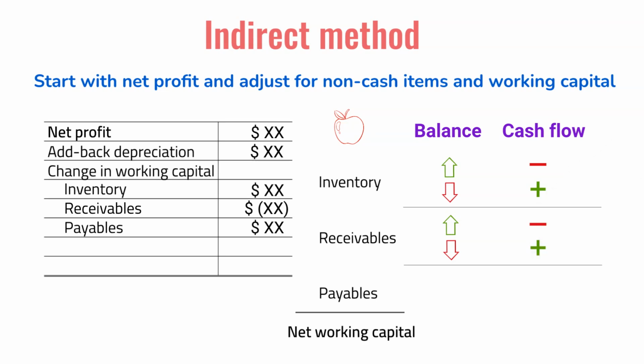Payables. Here it is the other way around. If they increase, you add cash. You didn't pay your supplier, you saved cash for now, and supplier is financing you. If they decrease, you subtract cash as you paid your supplier. After these tweaks, you land on net operating cash flow.